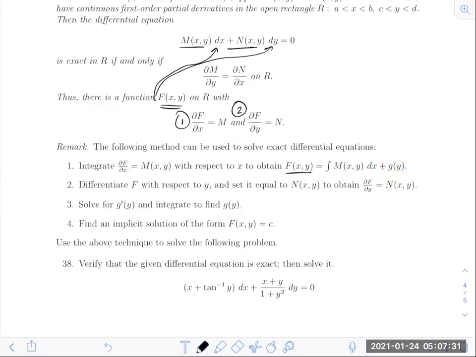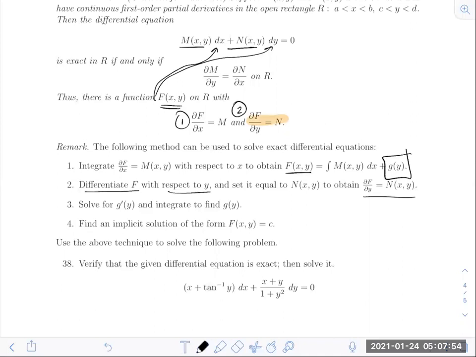All right, so this is our first attempt at finding f. So here's our f function. But again, we would like to flesh out what g of y actually is. So what we'd like to do is go back up to the second equation, which we haven't used yet, to get more information about that g of y function. So we're going to differentiate f with respect to y and set it equal to the function N of x, y.